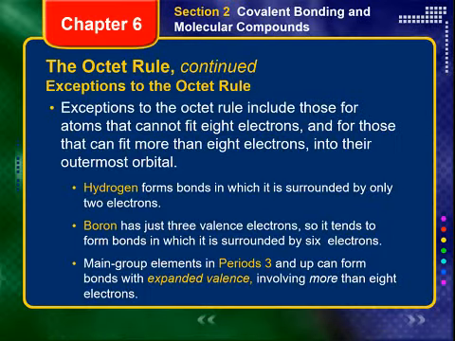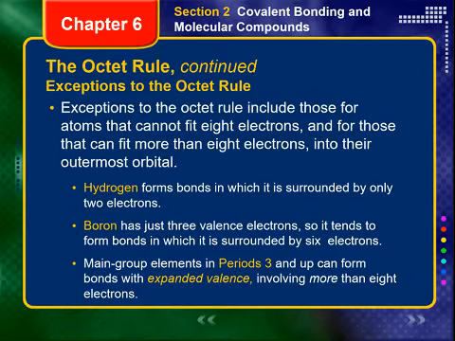Exceptions to the octet rule. Most main group elements tend to form covalent bonds according to the octet rule. However, there are exceptions. As you have seen, hydrogen forms bonds in which it is surrounded by only 2 electrons. Boron, B, has just 3 valence electrons. That's 2s2, 2p1. Because electron pairs are shared in covalent bonds, boron tends to form bonds in which it is surrounded by 6 electrons. In boron trifluoride, BF3 for example, the boron atom is surrounded by its own 3 valence electrons plus 1 from each of the 3 fluorine atoms bonded to it.